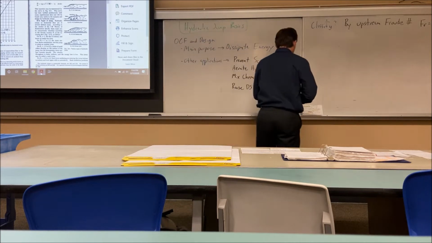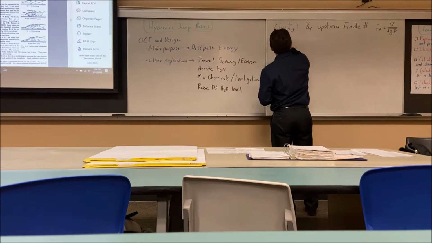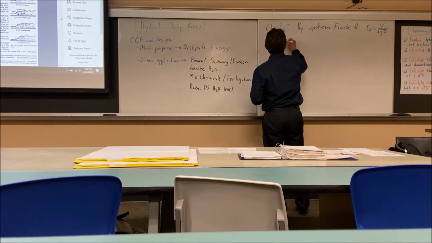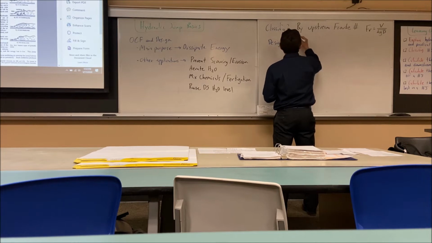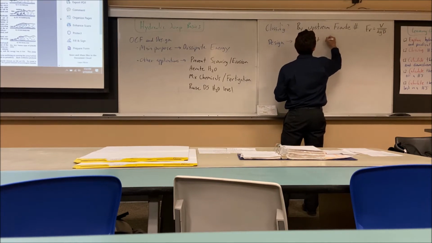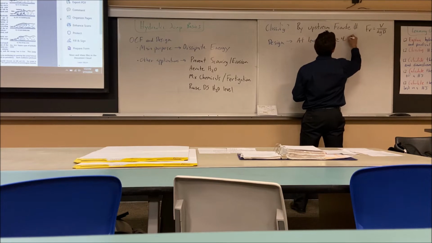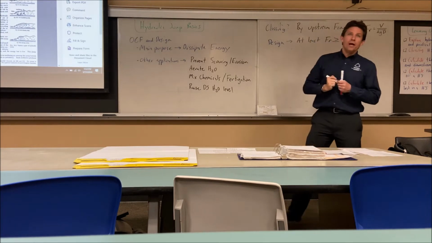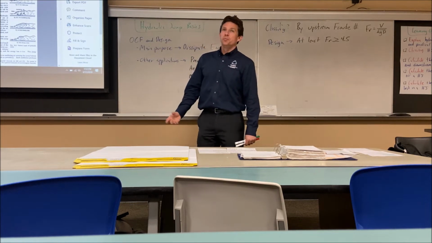So generally when you're designing, so for design, you want at least a Froude number that's greater than or equal to 4.5, because that jump won't move around. It'll be nice and stable. It'll dissipate a lot of energy, and it'll be predictable.